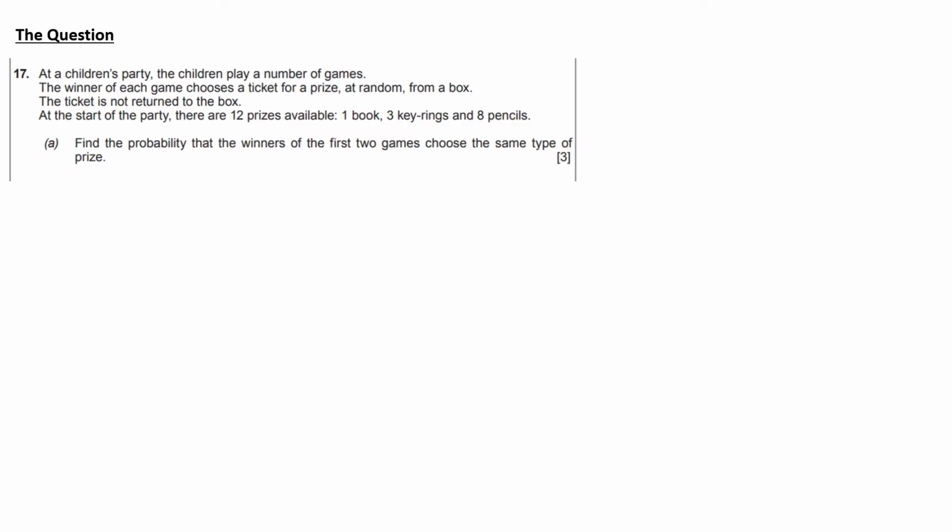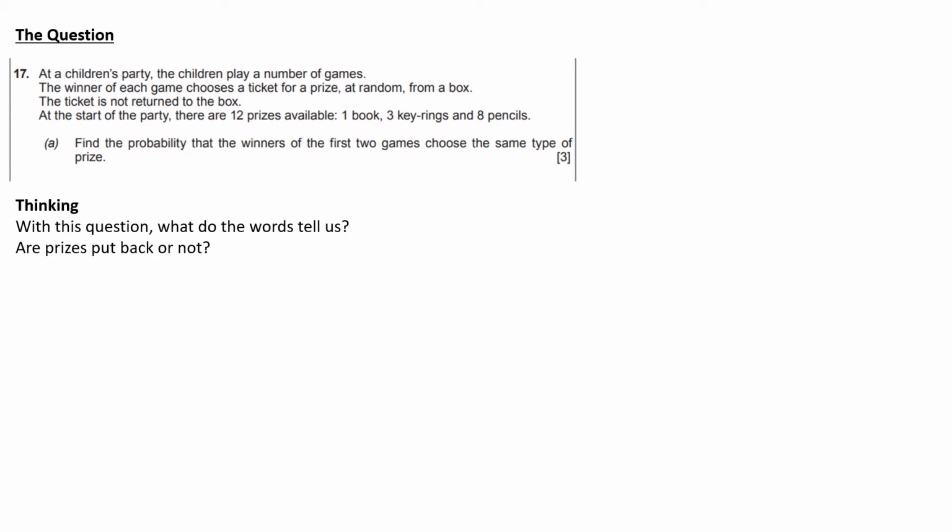Now, as you can see, this particular question is about prizes being drawn from a box. There are 12 prizes: a book, 3 key rings, and 8 pencils. This is an example of without replacement, because when you select a prize from the box, you do not put that prize back. So we need to look carefully at what the words are telling us. Because it's prizes, the words are telling us that we are not going to replace a prize.